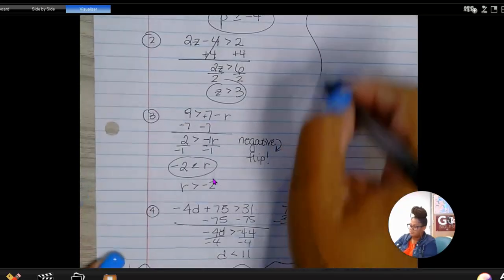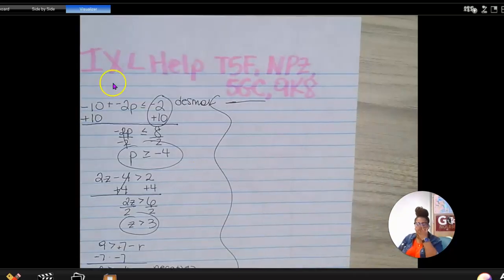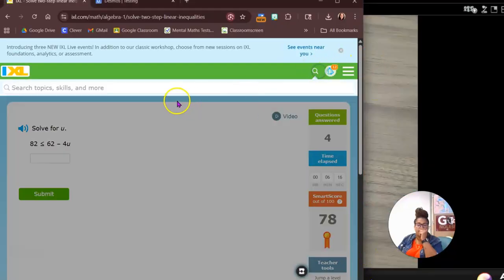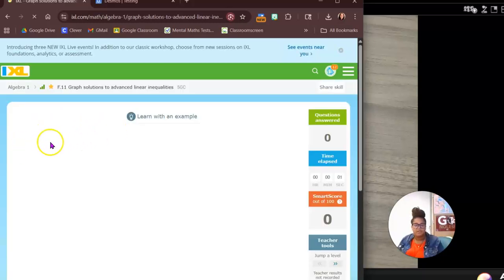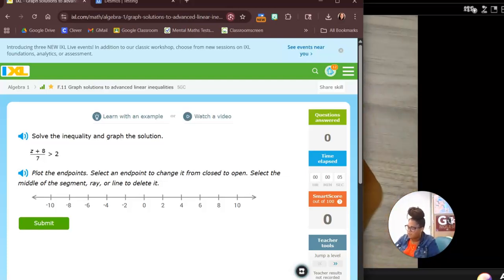Now let's go on to another IXL lesson. Let's check out 5GC. Did that one. You can always click the search bar to find your IXL lessons and not necessarily look at the teacher recommendations. All right, so this is 5GC.